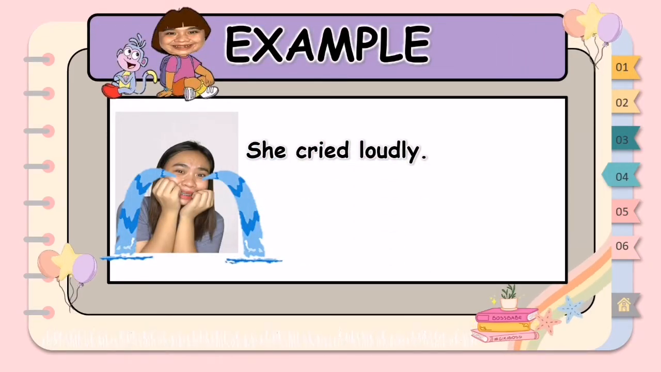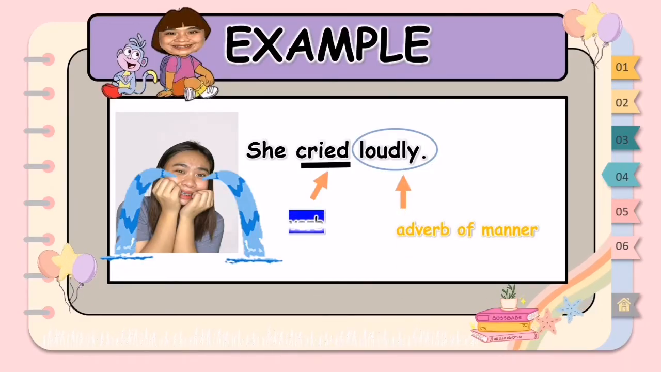And here is an example. She cried loudly. How did she cry? How did the girl cry? That's right, loudly. And loudly is the adverb of manner because it answers the question how the action is being done. How did she cry? And loudly modifies the word cried, which is a verb.